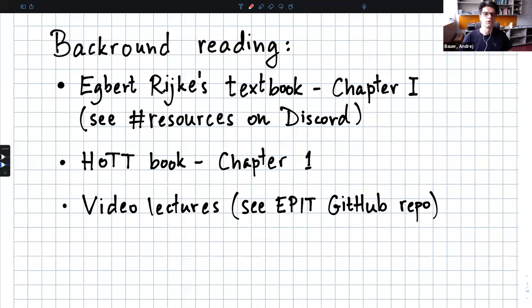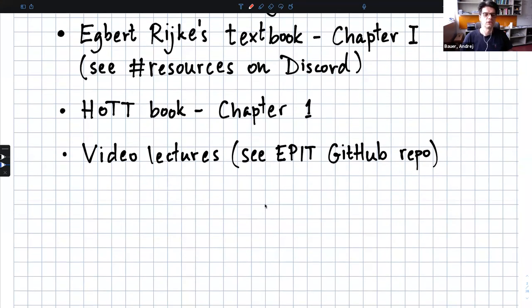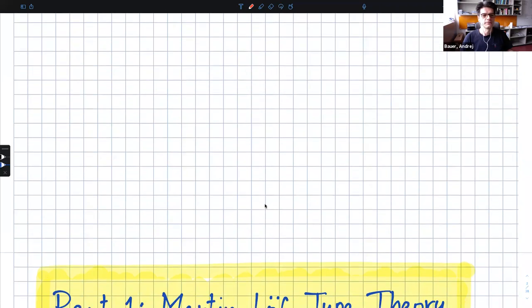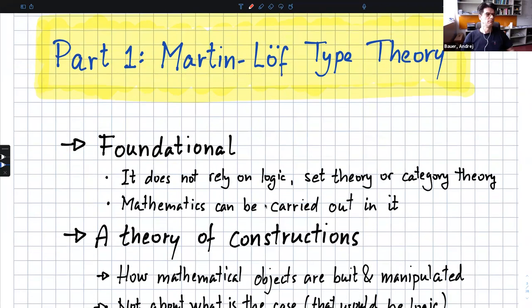Okay, so here's something about the background reading. You should be looking at the textbook. HoTT book chapter one is also a reasonable textbook, and there are other resources. Okay, so part one, Martin-Löf type theory.